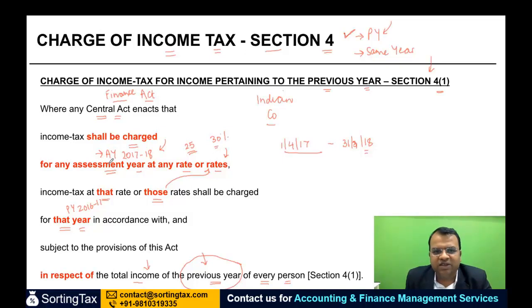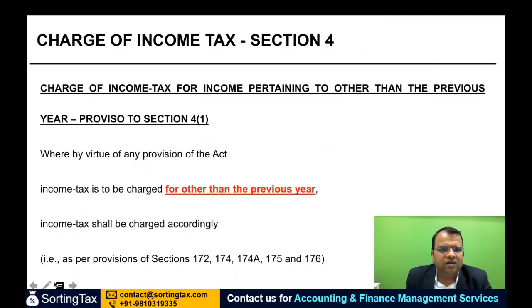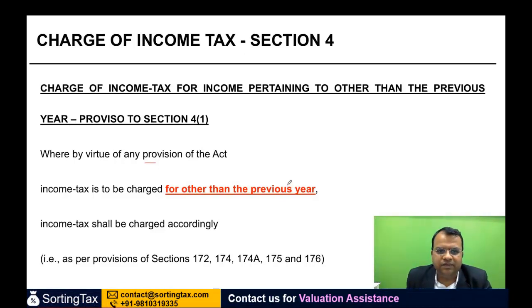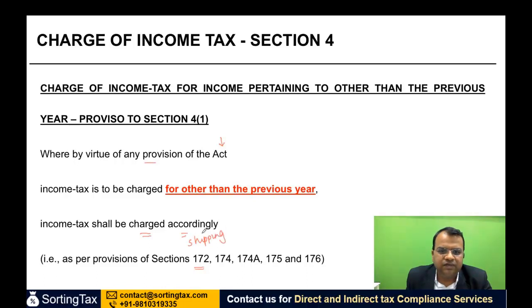But definitely there are some exceptions to this rule, which are given in the proviso to section 4(1). And what are these exceptions? This rule specifies that where by virtue of any provision of the act, income tax is to be charged for other than the previous year. If the act itself specifies that you can tax income not of the previous year but some other income also, income tax shall be charged accordingly. As an illustration, there are these various sections. Section 172, which deals with the shipping business profits of a non-resident. You have sections 174, 174A, 175 and 176. All of these deal with different provisions.